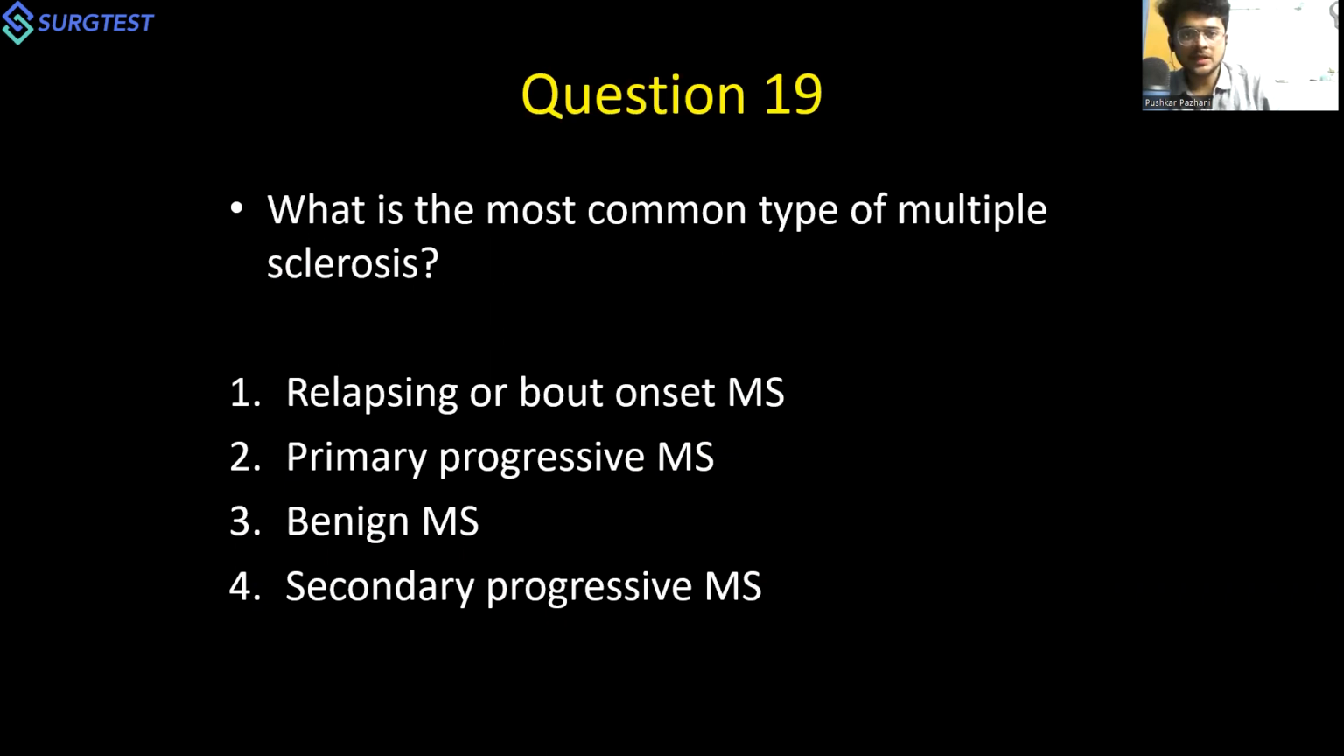Question number 19. Which of the following is the most common type of multiple sclerosis? It's a very easy question. I've just brought up this MCQ so we can discuss the different types. Is it relapsing MS? Is it primary progressive MS? Is it benign MS? Or is it secondary progressive MS? Most of you are getting it right. A lot of participants. Great.